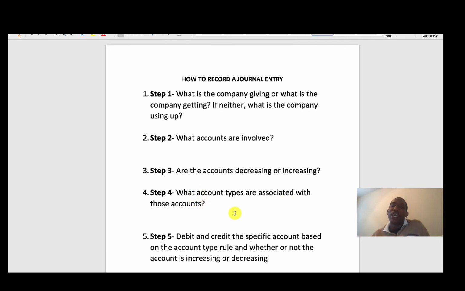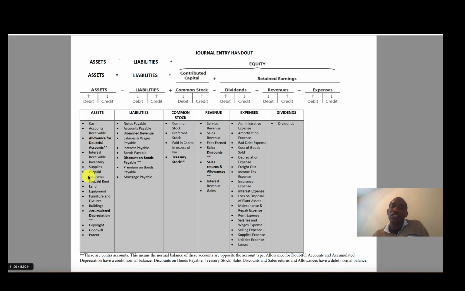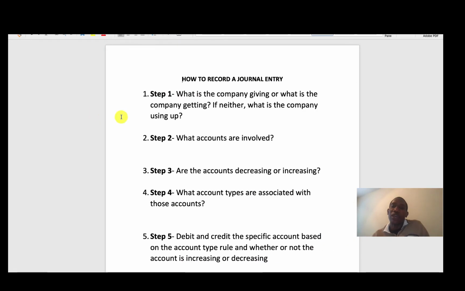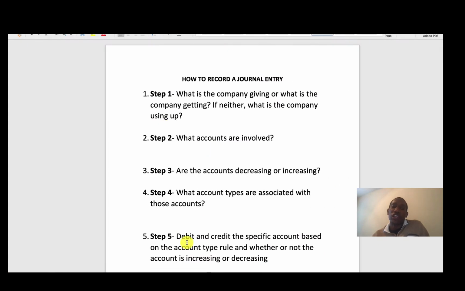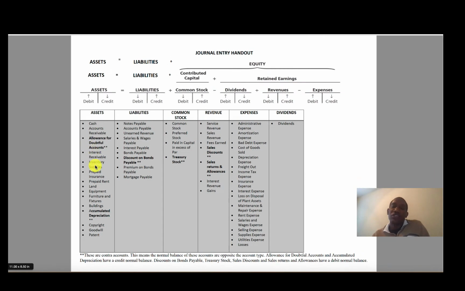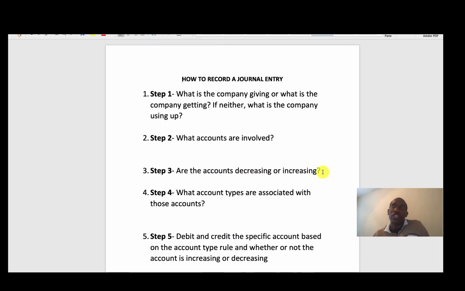And then what are the account types? So once you know what the accounts are, and whether each is increasing or decreasing, you map it to the account type. So here's the account. You figure out whether it's increasing or decreasing. You map it to the account type. And then you can figure out, okay, well, if this is an asset, if it's going up, it's going to be a debit. If it's going down, it's going to be a credit. And so step five is debit and credit the specific account based on the account type rule. So once you figure out whether the accounts are increasing or decreasing, you match it to the account type and you just follow the account type rule. And that's how you do a journal entry, which is a debit to a certain account and a credit to a certain account. So when we talk about journal entries, that's what we mean.